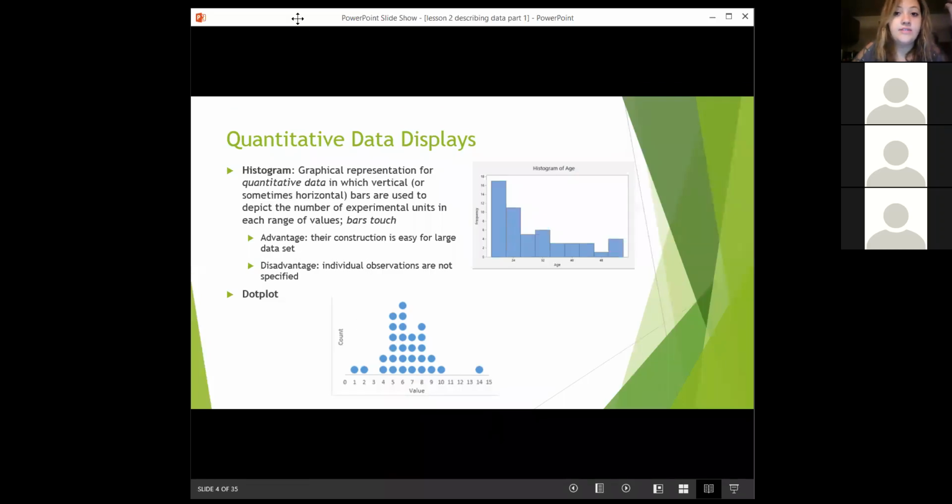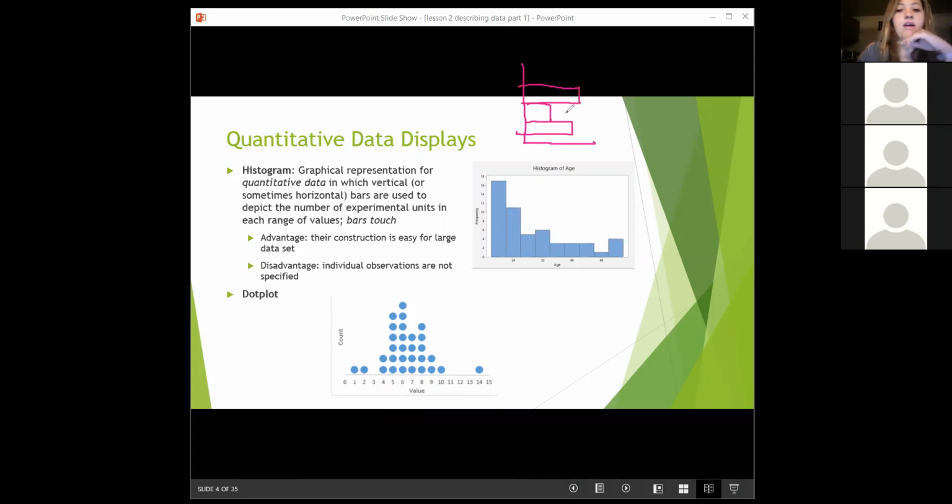Another type of quantitative data display here, we have a histogram. These are good for displaying large amounts of data because you can put a bunch of data sets within a seemingly smaller square or bar there. And you can also, like I said, you might see these written horizontally. That's totally normal. You can do any of that. And this is just showing you the amount of that data.